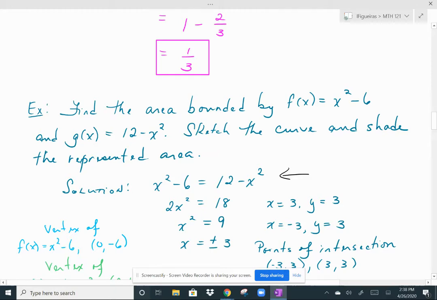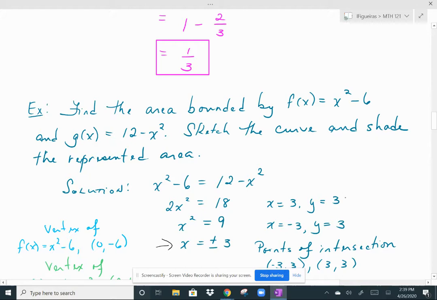So when I do that, I actually chose not to do this by factoring. This one works out well for the square root method. So I added x squared over to the left side, and I added 6 over to the right side. So you get 2x squared equals 18. Divide by 2, you get x squared equals 9. Take the square root of both sides, you get x is plus or minus 3.